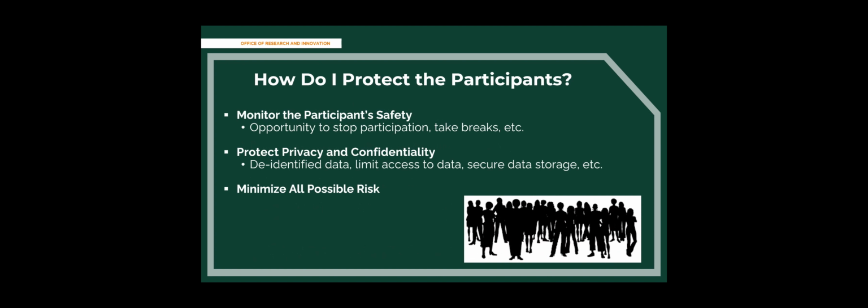We want to be sure that we're protecting the participants throughout their involvement in studies. We can do this by monitoring their safety. This essentially is just giving them the opportunity to stop participation, taking breaks, or letting them skip questions that they may not feel comfortable answering. We also want to protect their privacy and confidentiality. We can do this by collecting only de-identified data, limiting access to data to only individuals listed on the IRB application, and ensuring that data is stored on a secure device or location. This essentially will just minimize all risk for the participants involved in our studies.